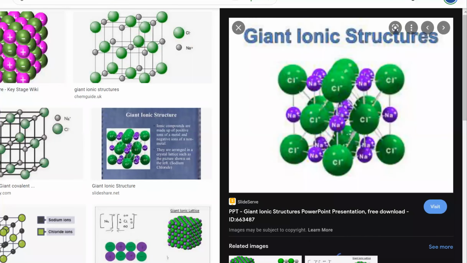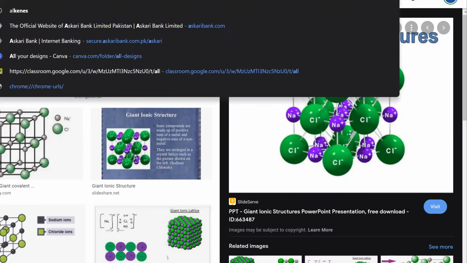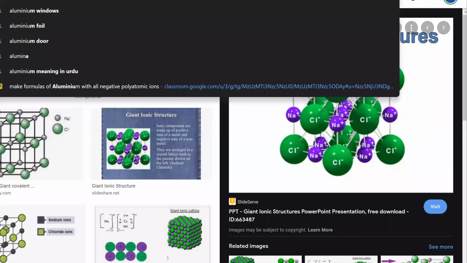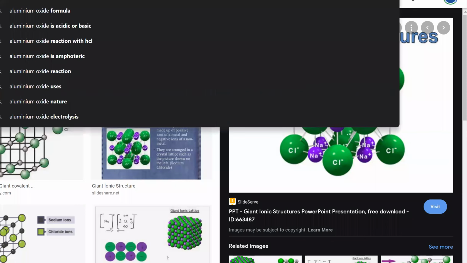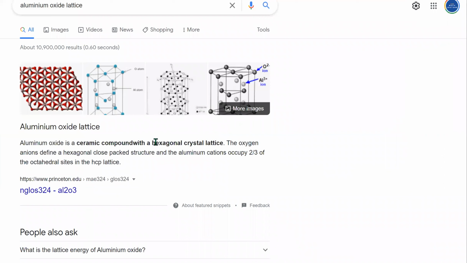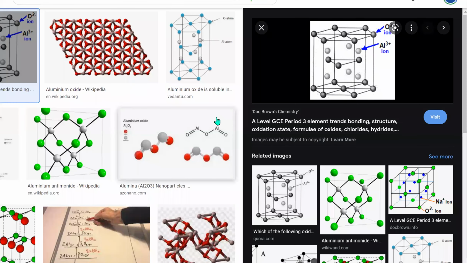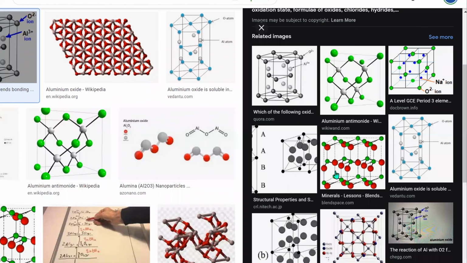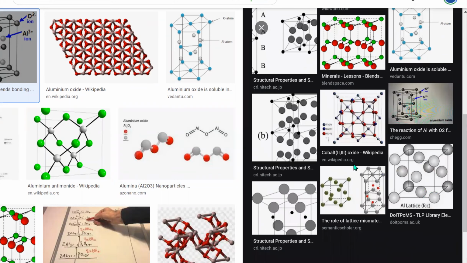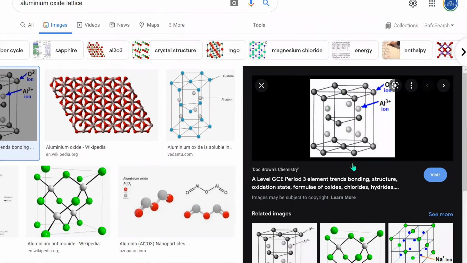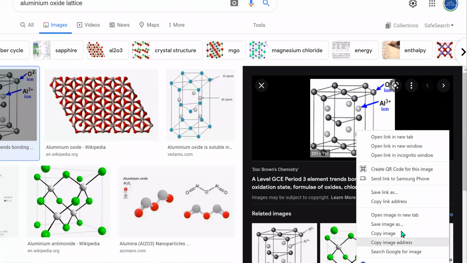For example, this one. That's also NaCl. Forget this. Aluminium oxide is going to have a pretty similar lattice, except that the arrangement would not be as regular or similar to NaCl. If there's a better diagram, just a second. Let's go with this. Just 1 second.